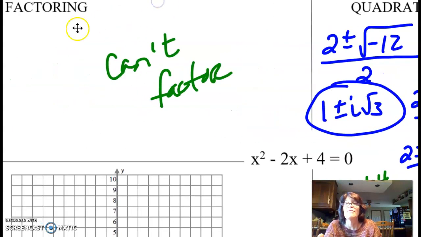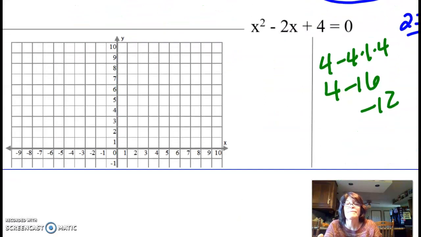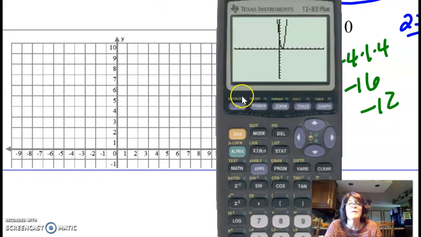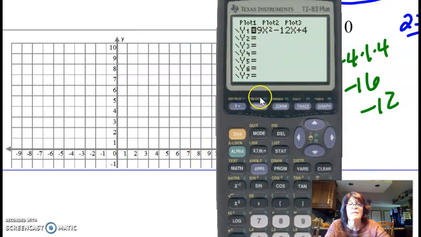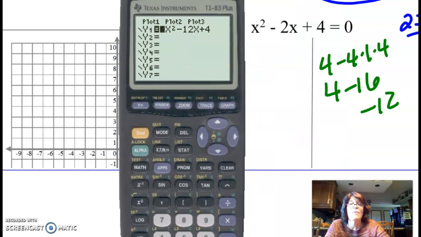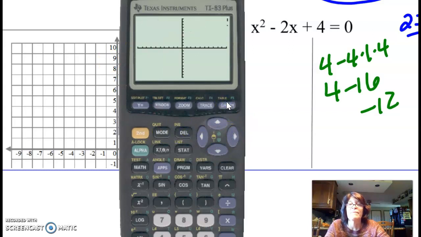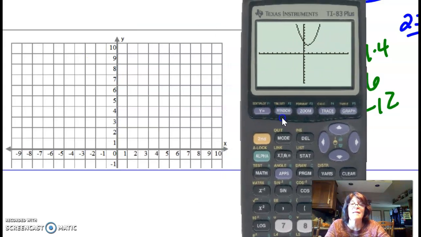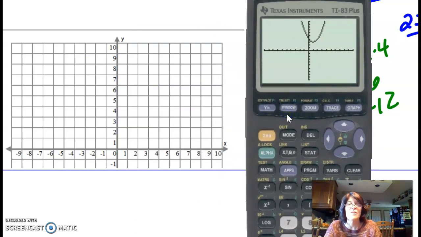What does this look like graphed? Well, let's do it. I'm going to type in y equals x squared minus 2x. I kind of forget. Oh, yeah. y equals x squared minus 2x plus 4. When I graph it, see where this is crossing the x-axis. Oh, nowhere. It doesn't cross the x-axis, thus imaginary roots.